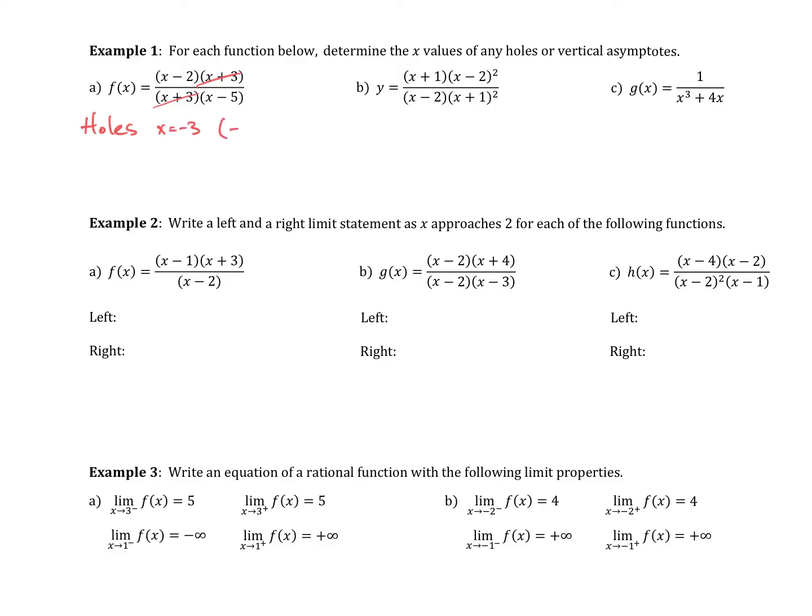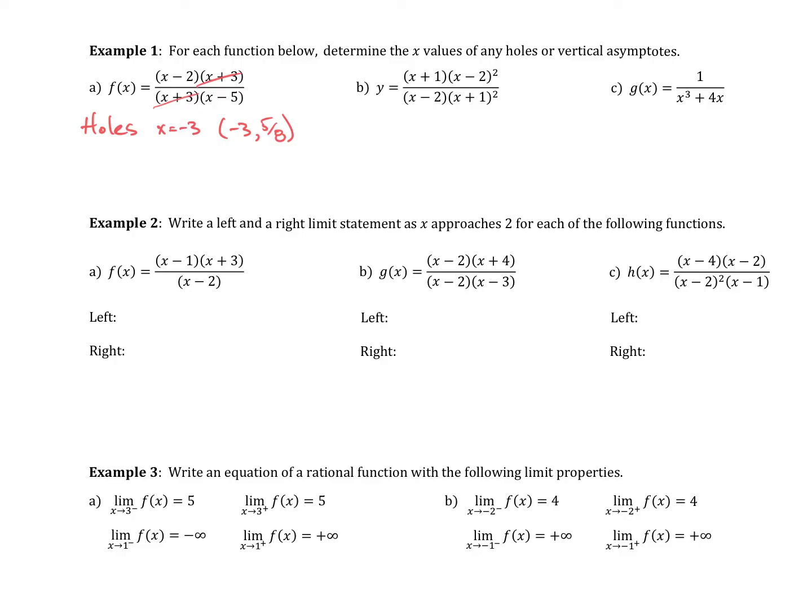I'm going to go further, though. I want to actually find the y value. So I'm going to go a little further than what this note is saying to do. The way we do it is I have this simpler function of x minus 2 over x minus 5, and all we're going to do is substitute in negative 3 right here. So I have negative 3 minus 2, which is what? And then negative 3 minus 5, which is what? So I have negative 5 over negative 8, which is 5/8. So I will have a hole on this graph at negative 3 comma 5/8.